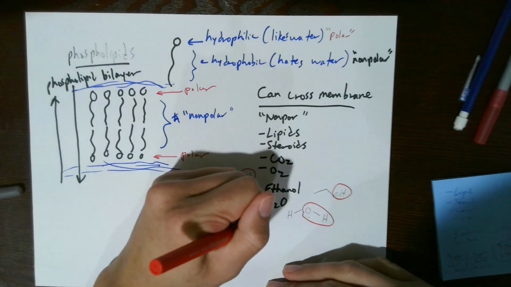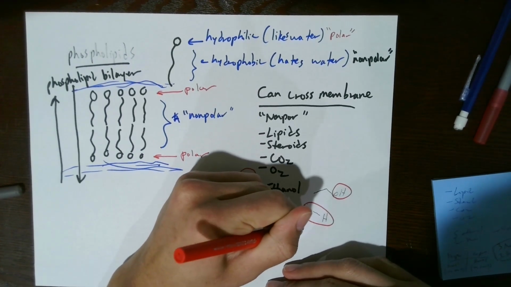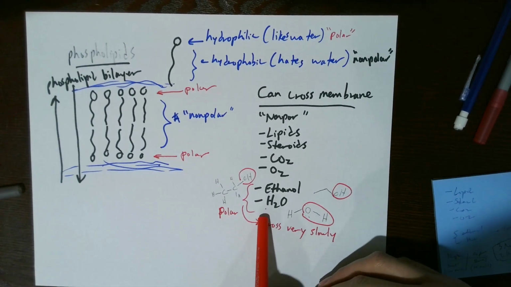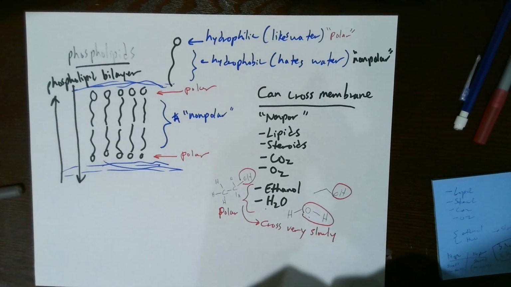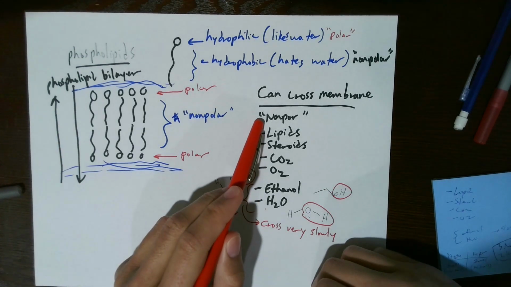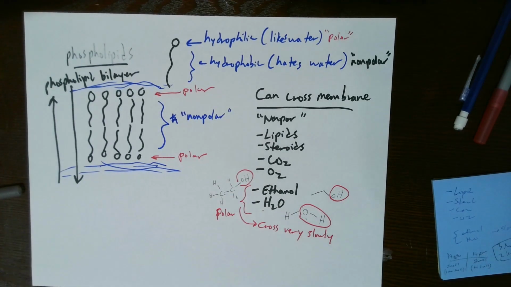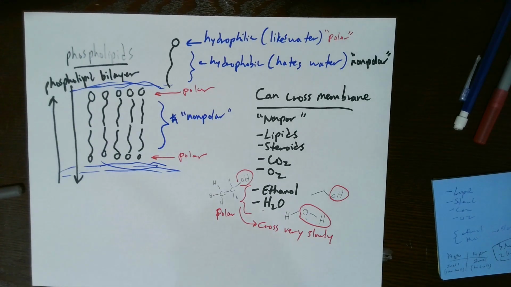But they cross, both of these things, they cross very slowly because they are slightly polar. So they will make it through a little bit if you give them enough time, but they won't go through nearly as fast as these other things that are non-polar, alright? So, those are the main things that cross the membrane freely. They just go straight through.